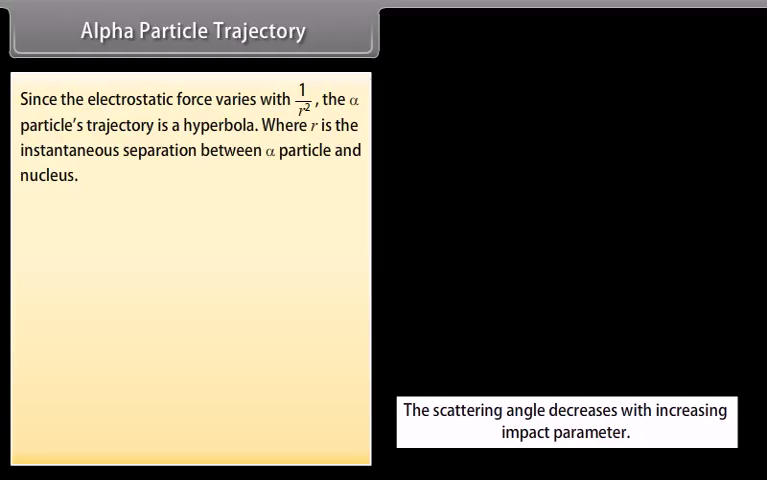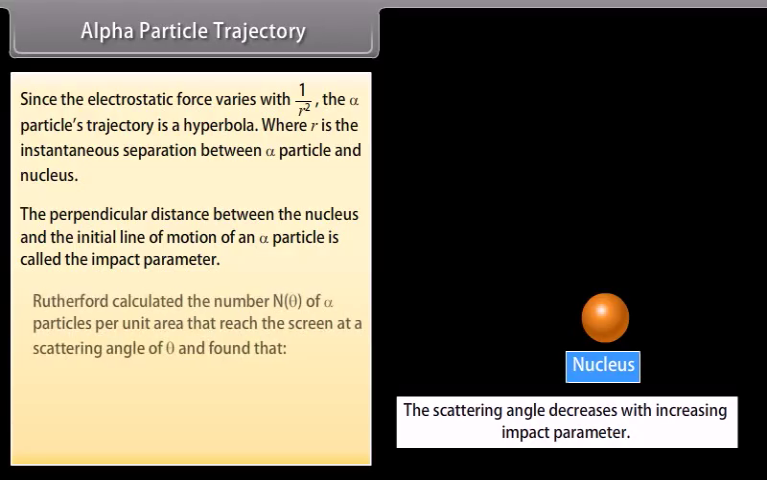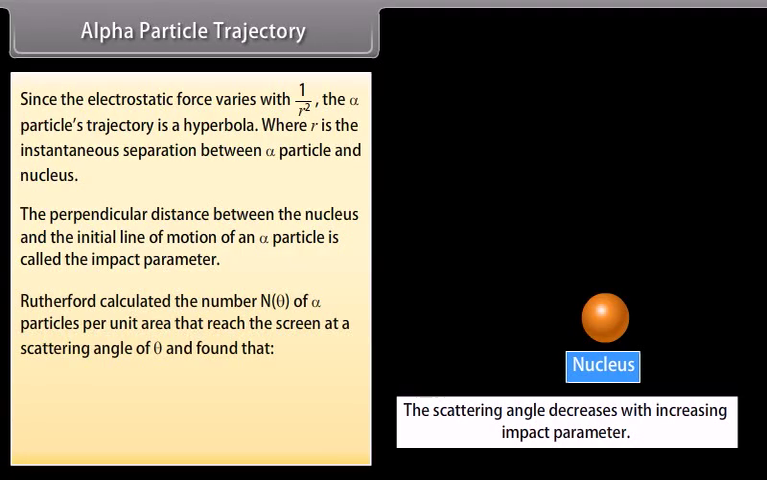Alpha particle trajectory. Since the electrostatic force varies as 1/r², the alpha particle's trajectory is a hyperbola, where r is the instantaneous separation between the alpha particle and the nucleus. The perpendicular distance between the nucleus and the initial line of motion of an alpha particle is called the impact parameter. Rutherford calculated the number N(θ) of alpha particles per unit area that reach the screen at a scattering angle θ and found that N(θ) is inversely proportional to sin⁴(θ/2).